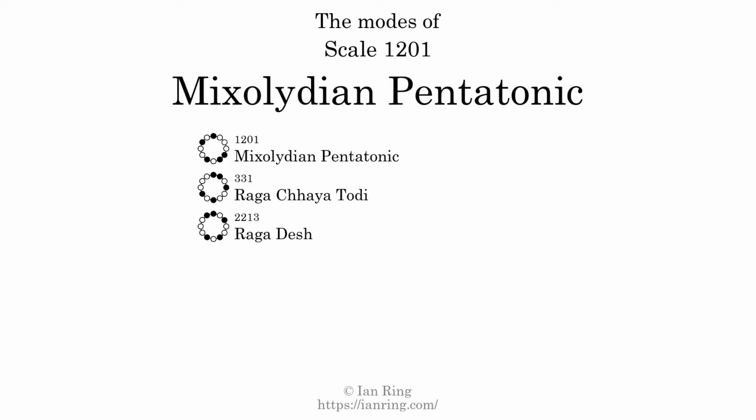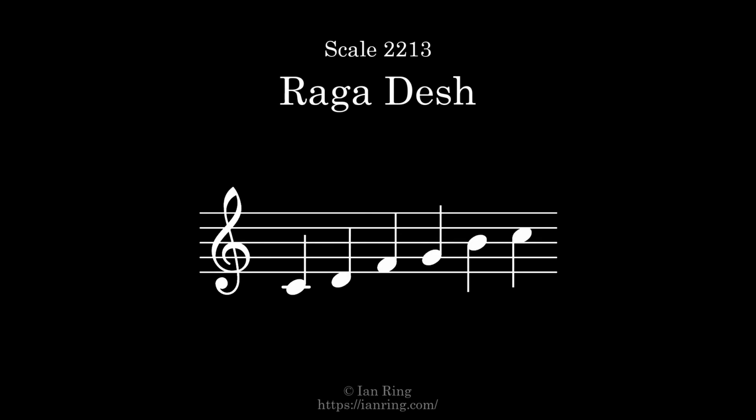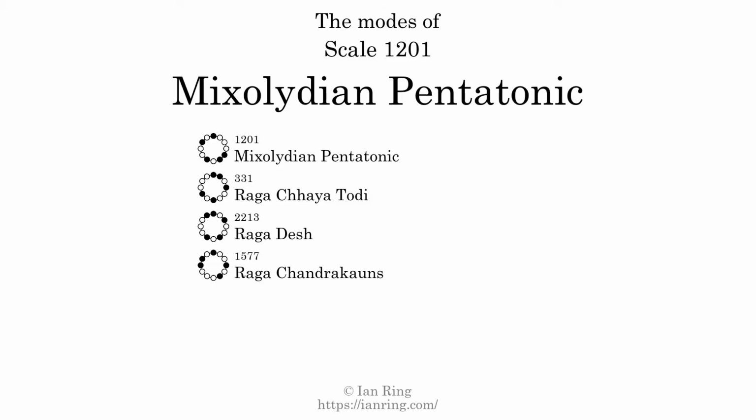The third mode is scale 2213, also known as Raga Desh. It sounds like this. The fourth mode is scale 1577, also known as Raga Chandrakans. It sounds like this.